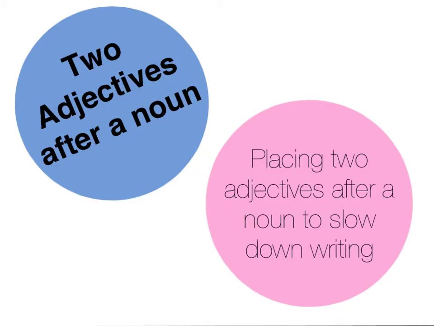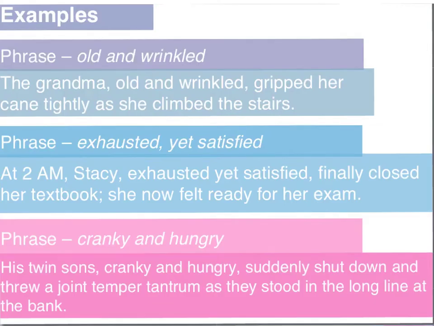The 2 adjectives after a noun seems like the easiest type of modifier, you would think, but a lot of people struggle with it. And typically this is done, the placing of the 2 adjectives after a noun instead of before it, in order to kind of slow down writing and to bring in that desired close-up effect. Okay, like we talked about. So I have a couple of examples for you, and the phrases that I have are old and wrinkled, exhausted yet satisfied, and cranky and hungry. So let's take a look at how we've used this.